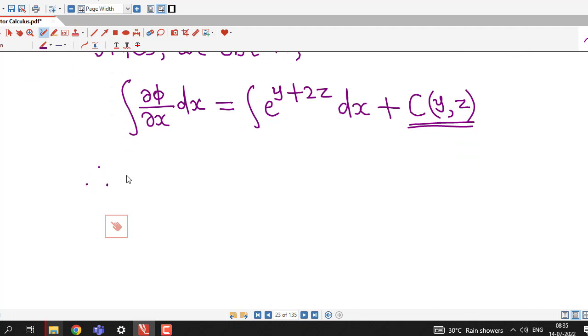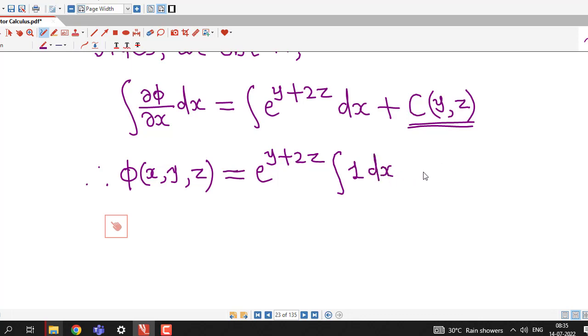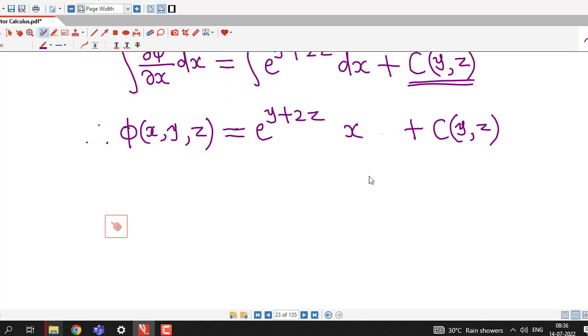So therefore, left hand side is function phi itself, phi of x, y, z. Here integral is with respect to x, therefore y and z are constant, therefore e raised to y plus 2z is constant, and we have the integral of 1 with respect to x plus c of y, z. Integral of 1 with respect to x is x, so here we will obtain x. So this is function phi of x, y, z, but we still don't know what this c as a function of y and z is.